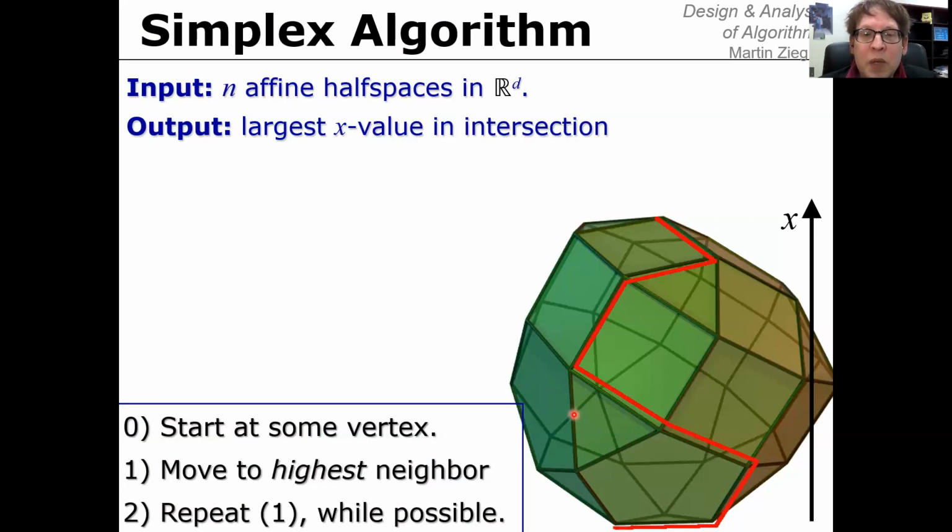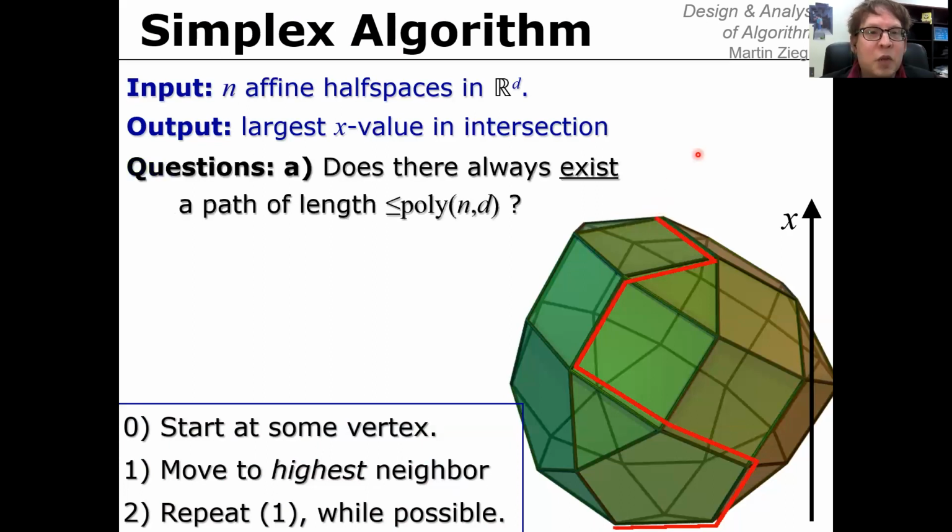So as I said, there always exists a path, and any path greedily chosen leads to the top vertex, but the question is, how long is the path? Can we always find a path of length that is at most polynomial, right? That's our desire. Short paths to get to the top value to solve the maximization problem.